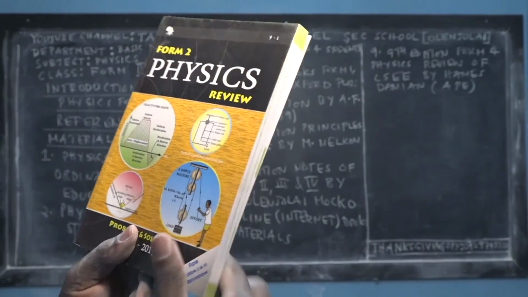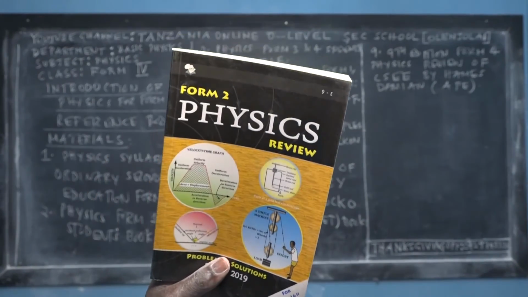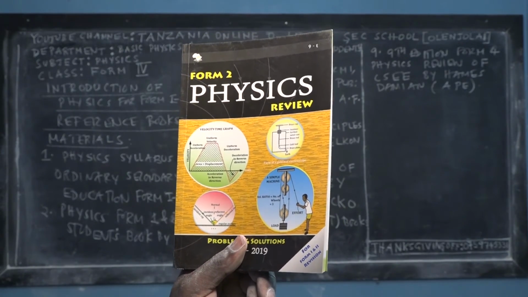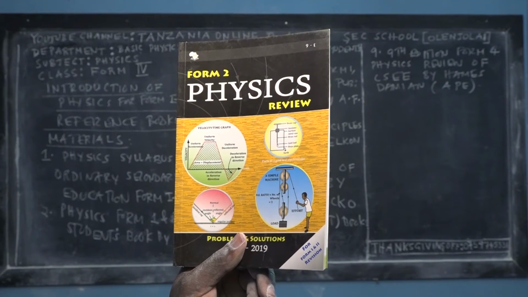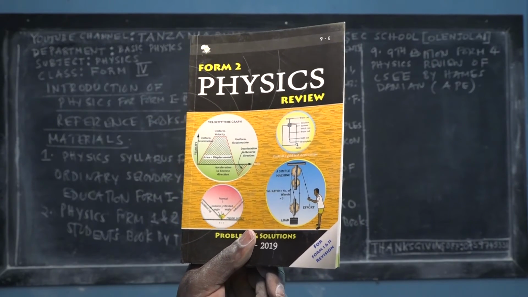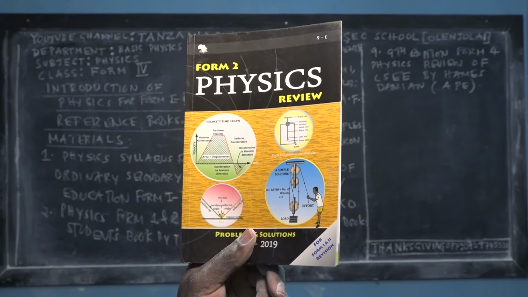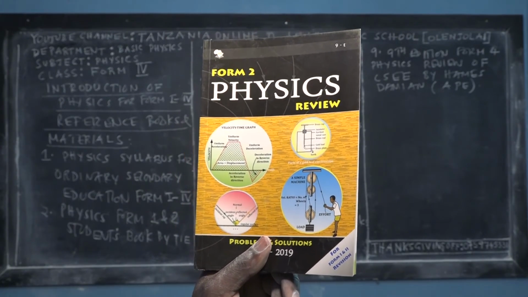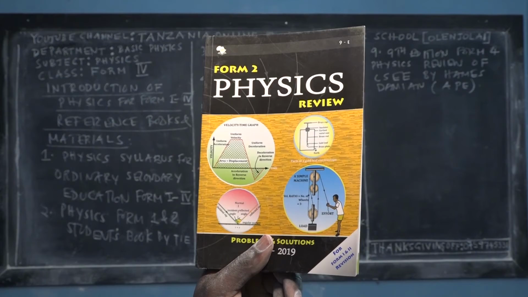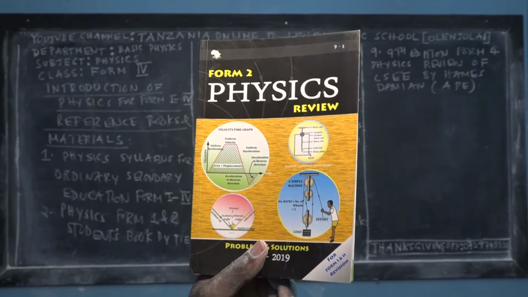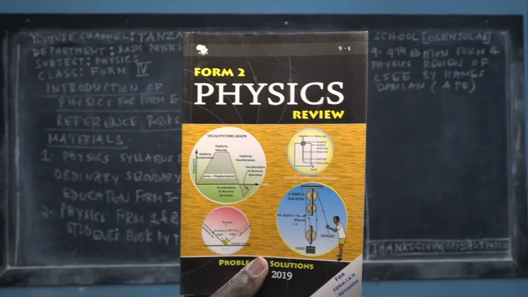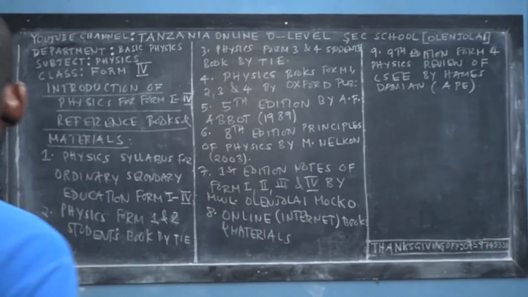So in case you need this book, you can go to the description of this video and see the cost and the shipping cost, and then you can order it, and we can ship it to any region of the United Republic of Tanzania. Currently, we cannot ship it outside of Tanzania because of the shipping modality that we are using at this moment. So you can order it.